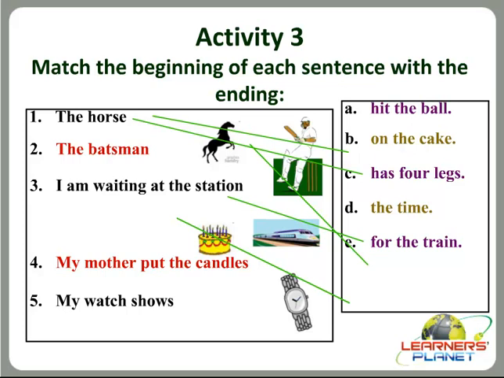So let us read all the sentences quickly. The horse has 4 legs. The batsman hit the ball. I am waiting at the station for the train. My mother puts the candles on the cake. My watch shows the time. Now students, let's go to the next slide.